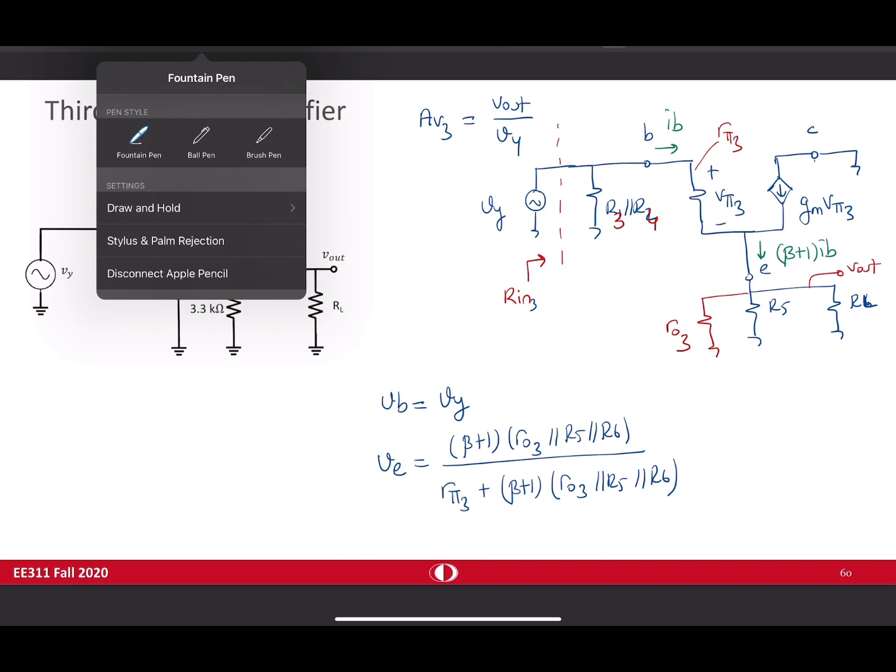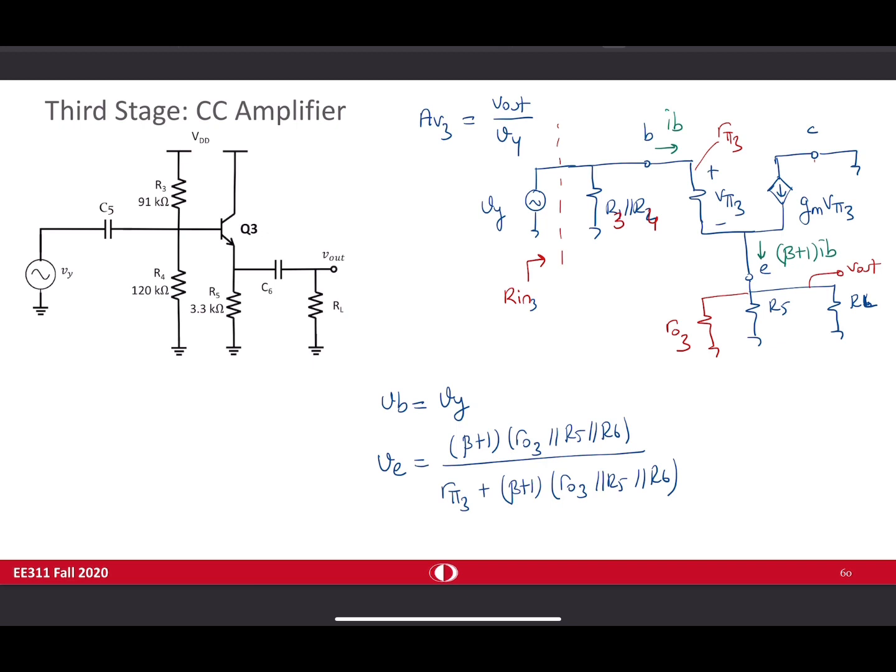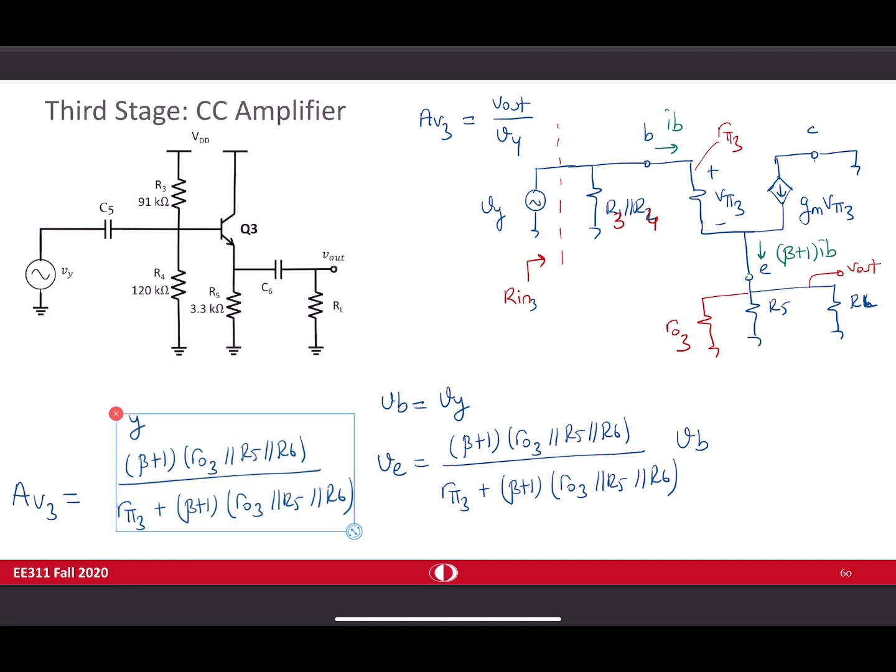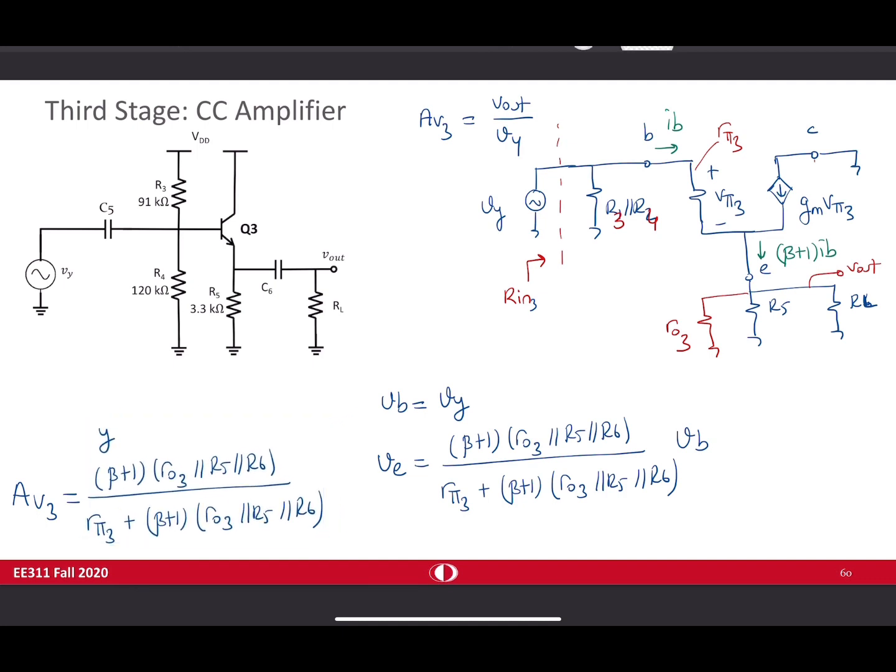In fact, this thing is VB. So you can write this term as AV3. This term in here will be the AV3. Okay, so this is the last stage gain then. And the last thing is the output resistance.